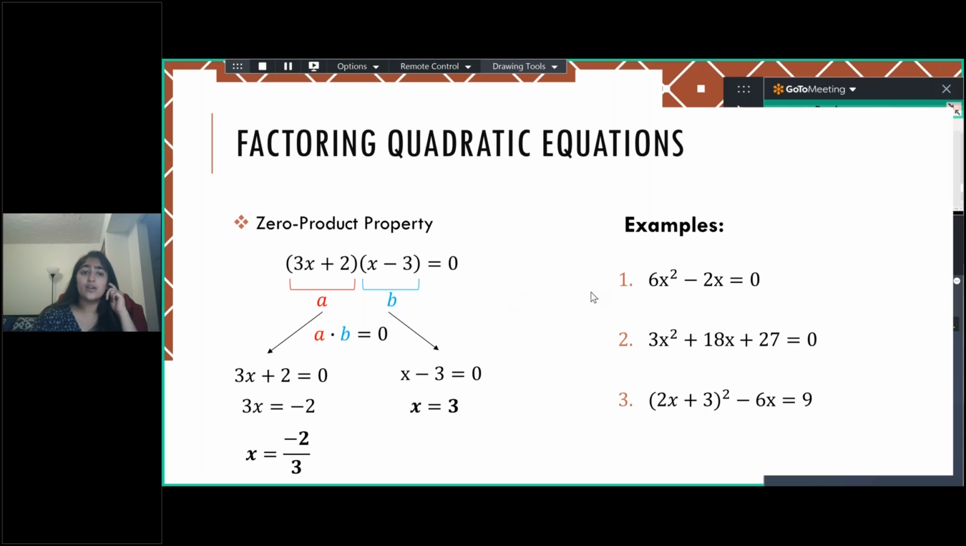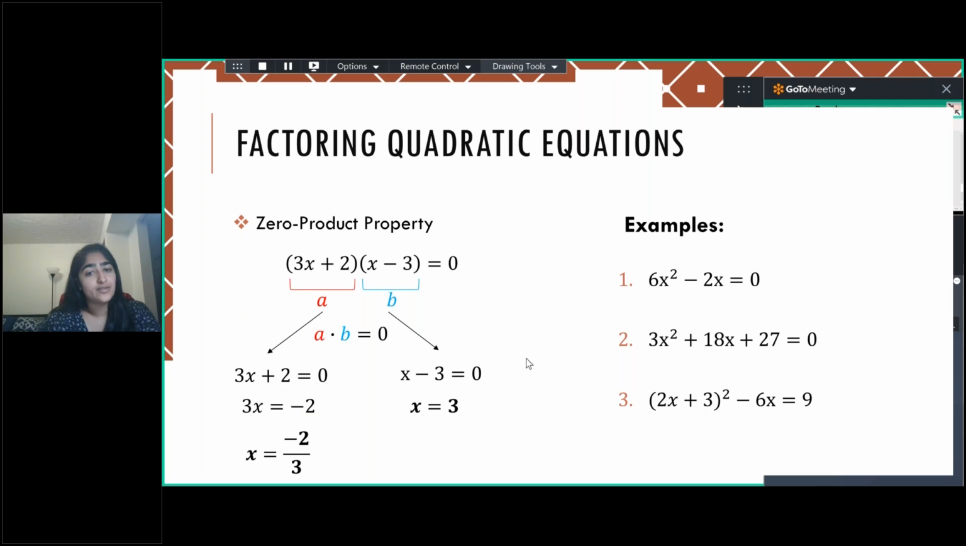Because A or B could be equal to 0, we can take the two different expressions, 3x plus 2 and x minus 3, and divide them up into two separate equations. On the left side, we have 3x plus 2 equals 0. So that's one equation we can get out of this.